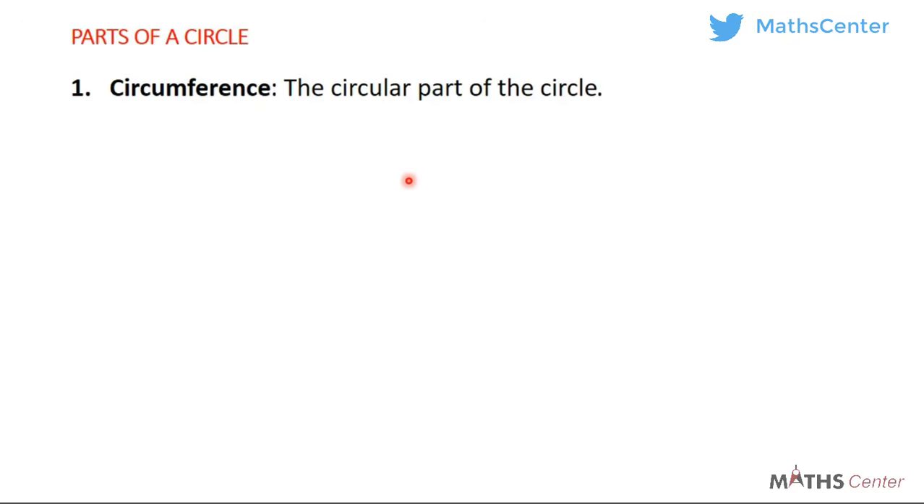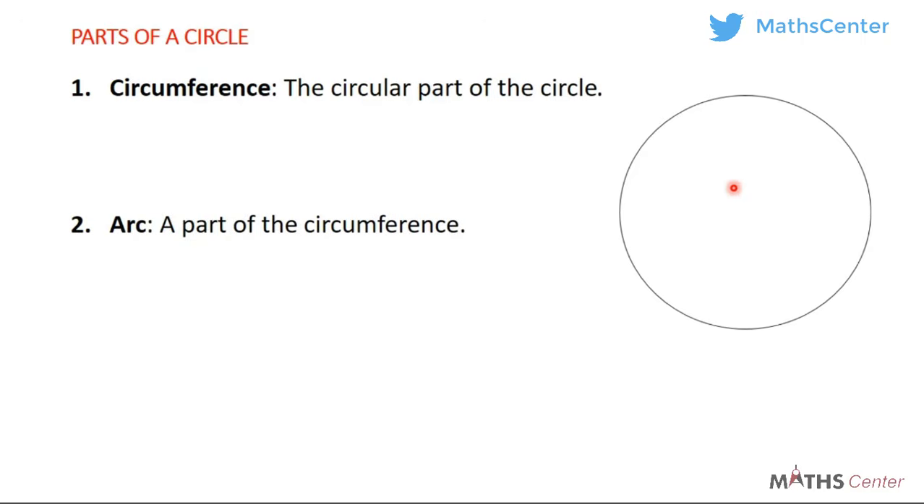The circular part of the circle is what is called the circumference. So if you have this circle here, the circular part, the distance around the circle, is what is referred to as the circumference. The next part of the circle we want to consider is an arc. An arc is a part of the circumference. So if you take a part of the circumference, what you have is an arc.